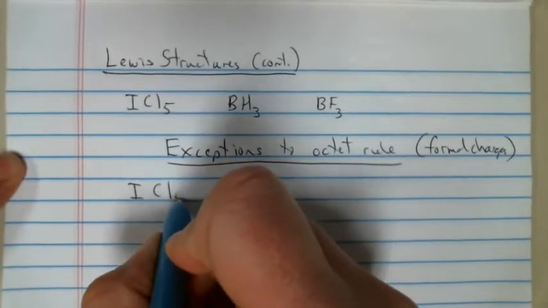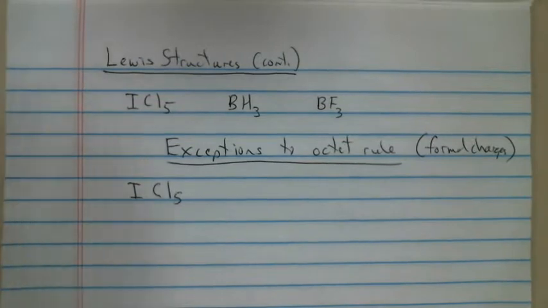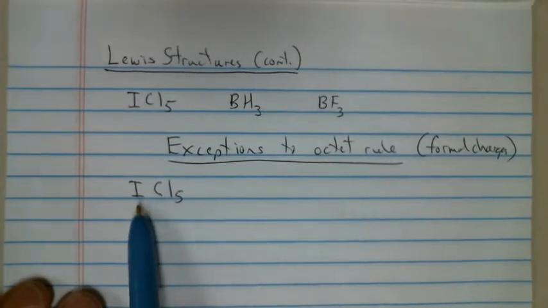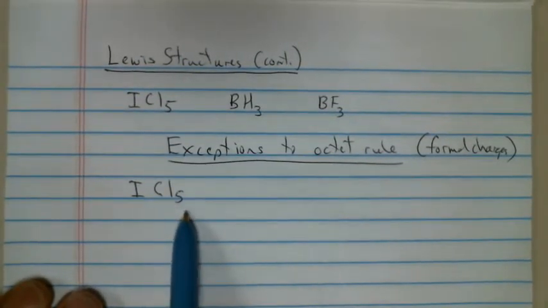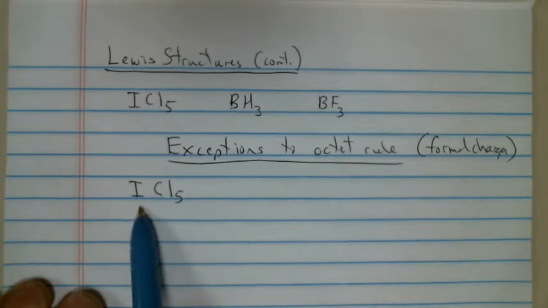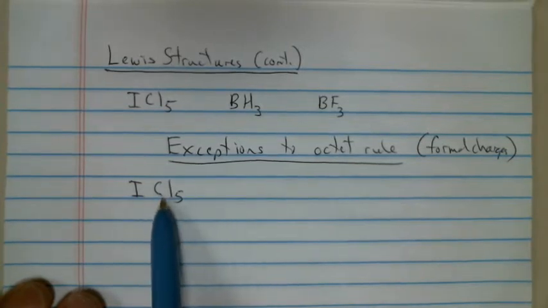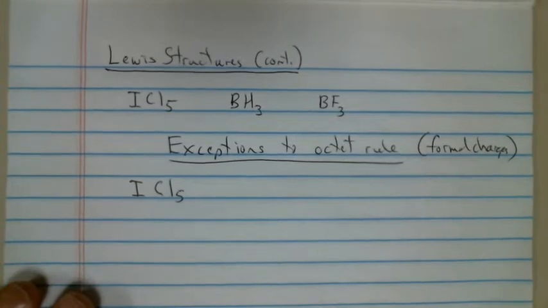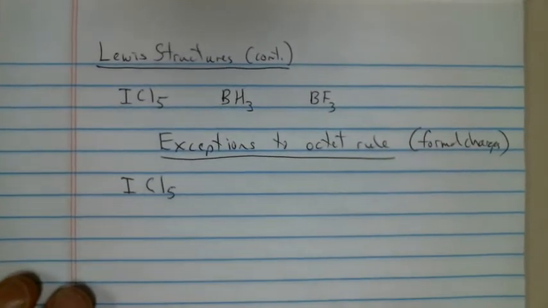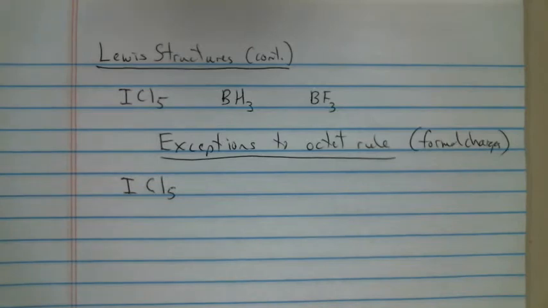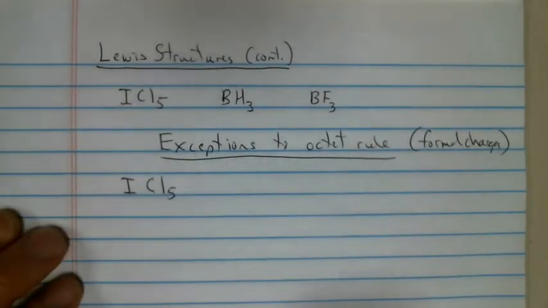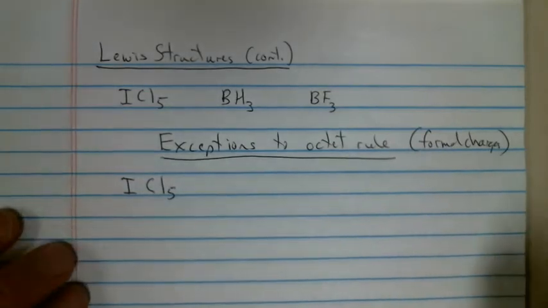But if you would, pause the video and try to draw the Lewis structure for ICl5. The first atom is the central atom, and all the chlorines are connected to iodine. So pause the video and draw that. All right, did you run into some trouble? Maybe, maybe not, but you definitely couldn't follow the octet rule and do this, could you? So let's go ahead and go through it step by step.